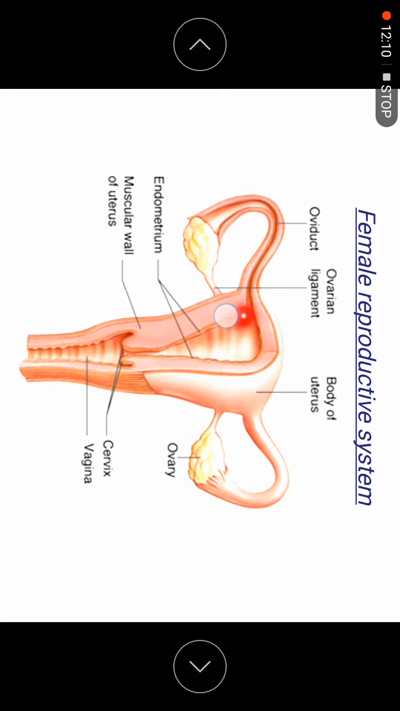But when you learn the menstrual cycle, the endometrium is the one that will fall. Okay, then we have the cervix, and then the vagina, then the ovary over here, then the fallopian tubes. So the oviduct is the fallopian tube. Okay, so this ovary ligament is to hang or to hold the ovary.